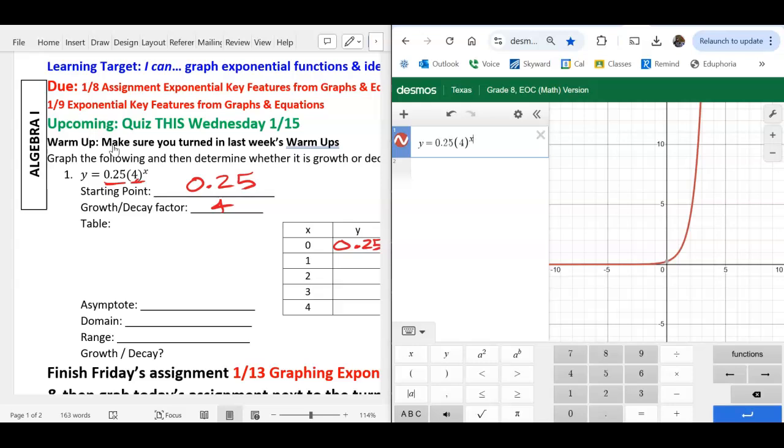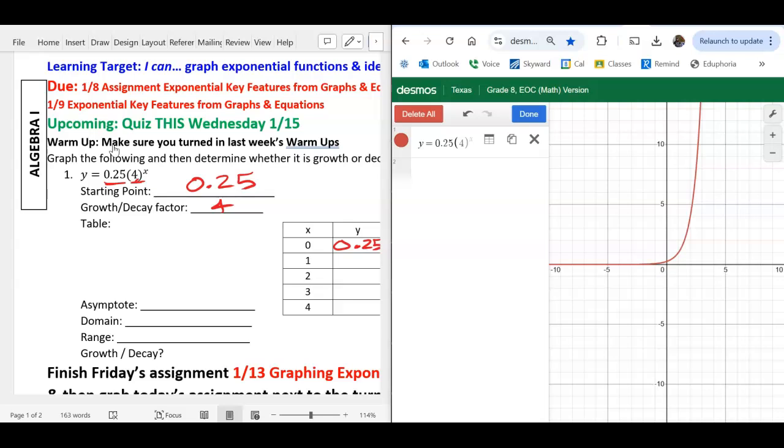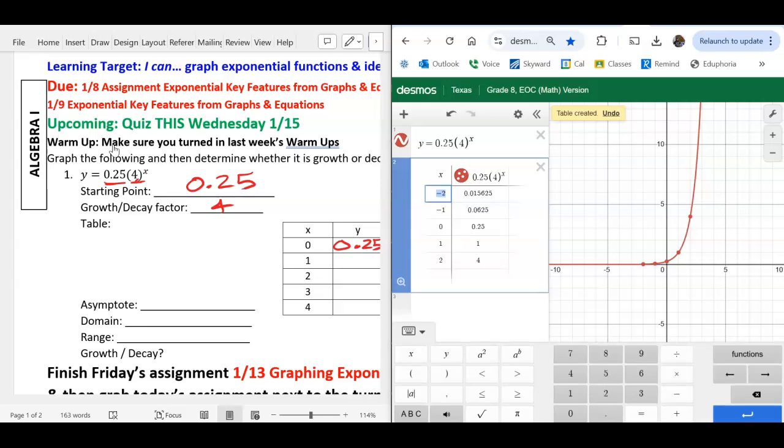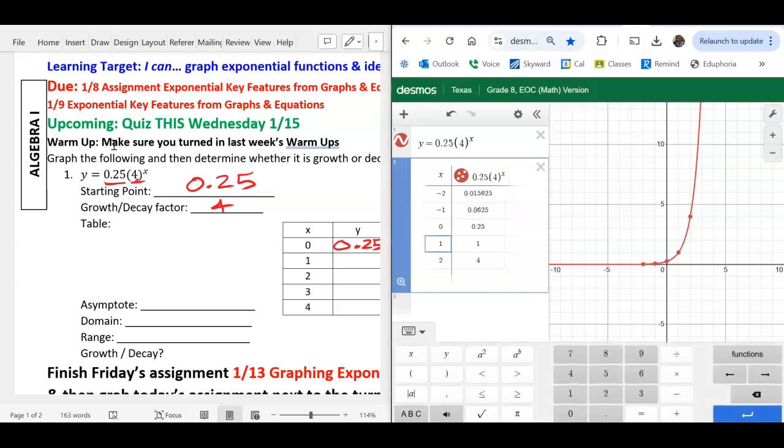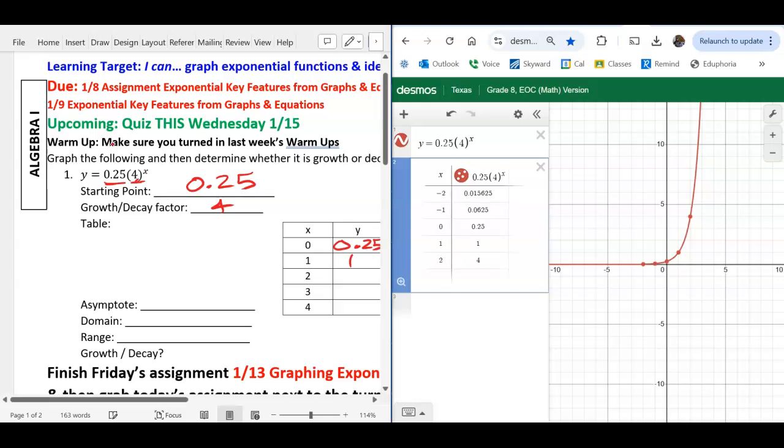And then what do we press to get the table? What's that weird little thing called? I call it a gear, but y'all see right here, this gear thing. Edit list is what it says. And then right here, create table, the thing that looks like a table. You click it. And I don't care about -2 or -1. I care about 0, 0.25. 1 gives me 1. 2 gives me 4. See how I'm able to get this table pretty easily?